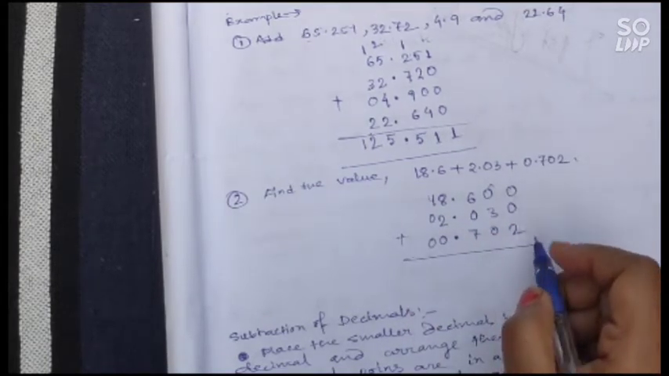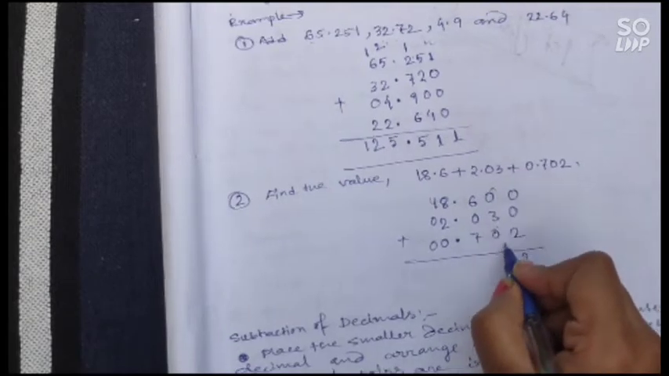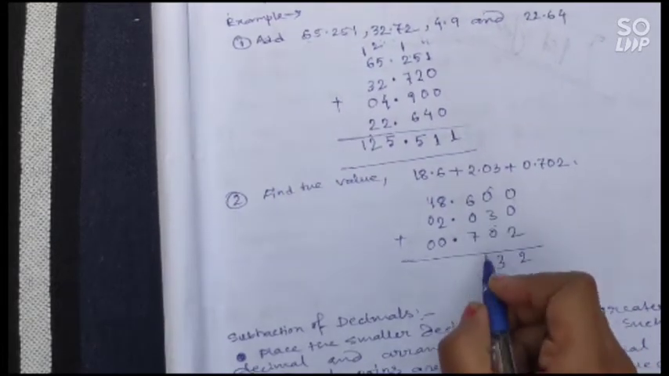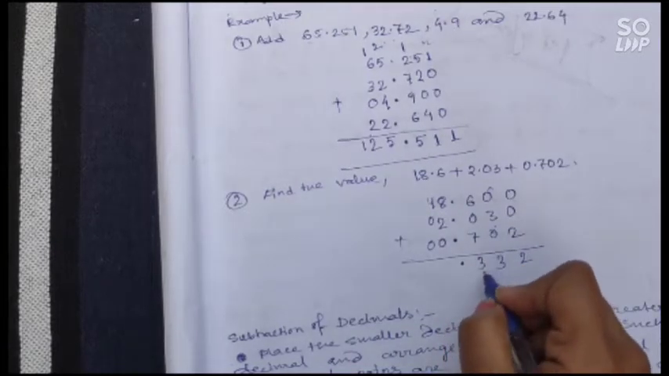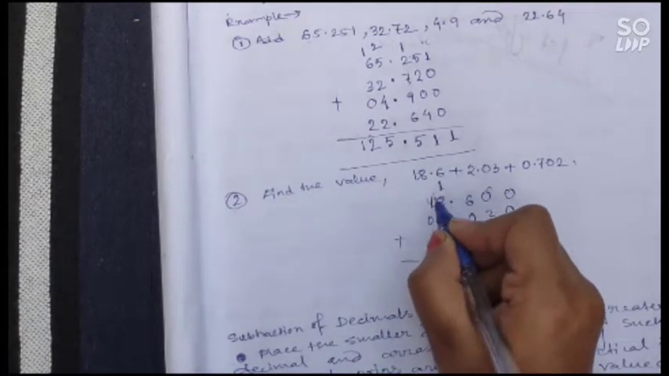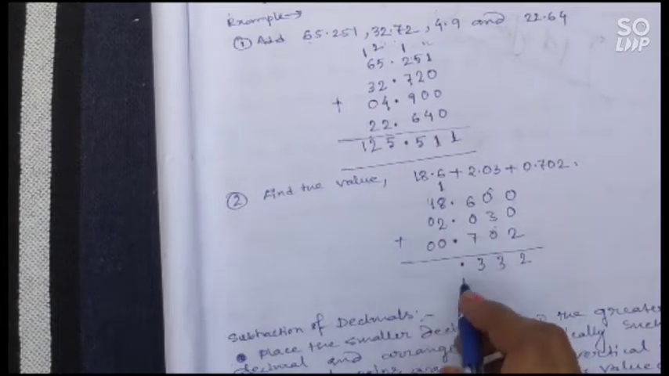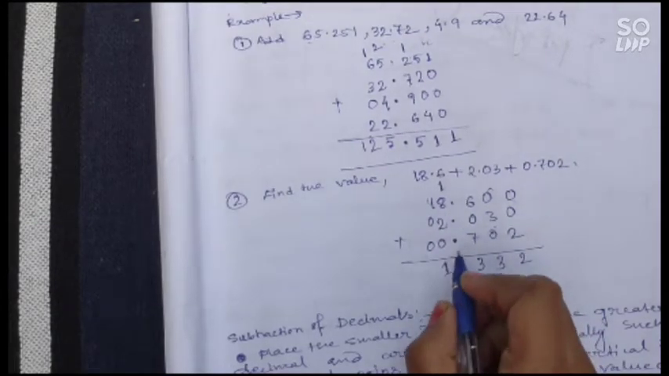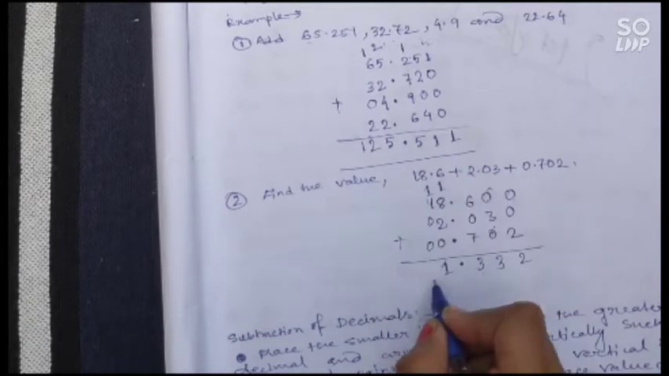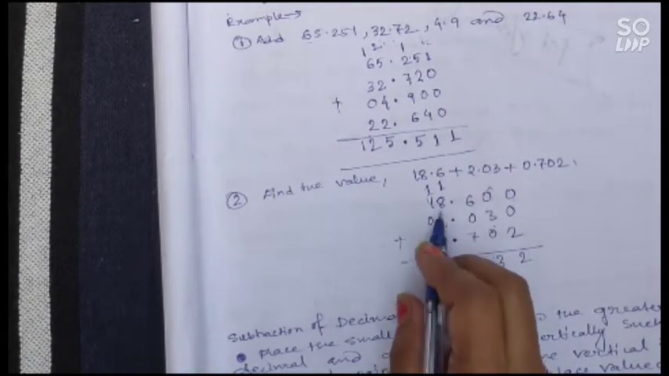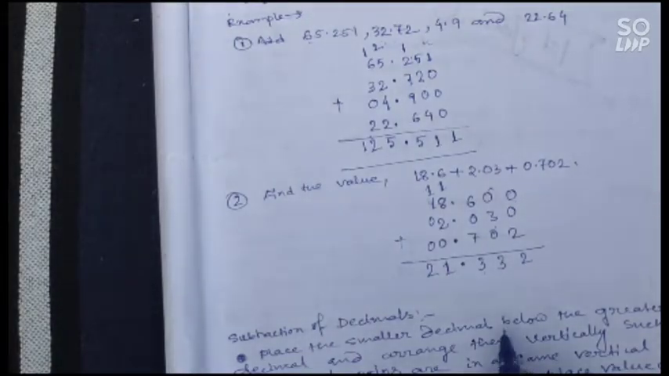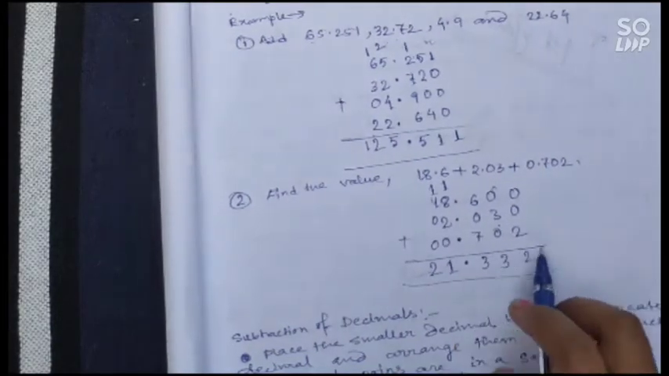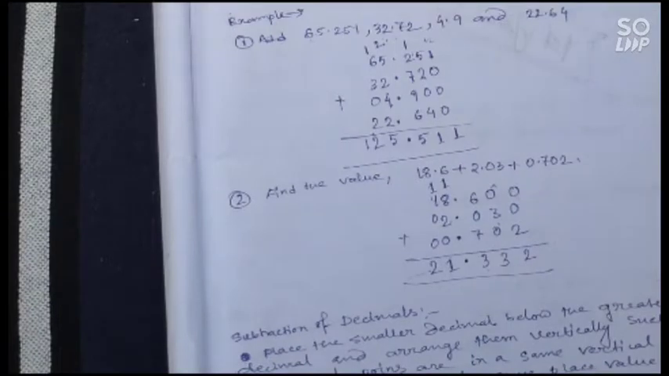0 plus 0 is 0, 0 plus 2 is 2. 0 plus 3 is 3. 3 plus 3 is 6... 6 plus 7 is 13. So 3 will come here, 1 will carry here. 8 plus 2 is 10. 10 plus 1 is 11. Okay, 1 will carry here. 1 plus 1 is 2. So 21.332 will be the answer. This is how you can add any decimal numbers.